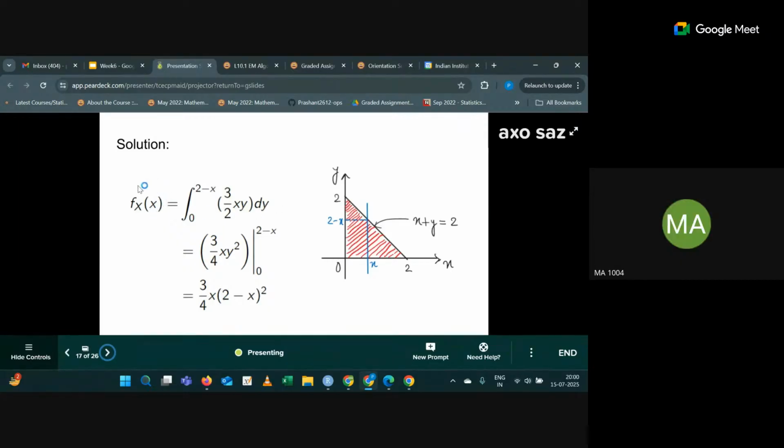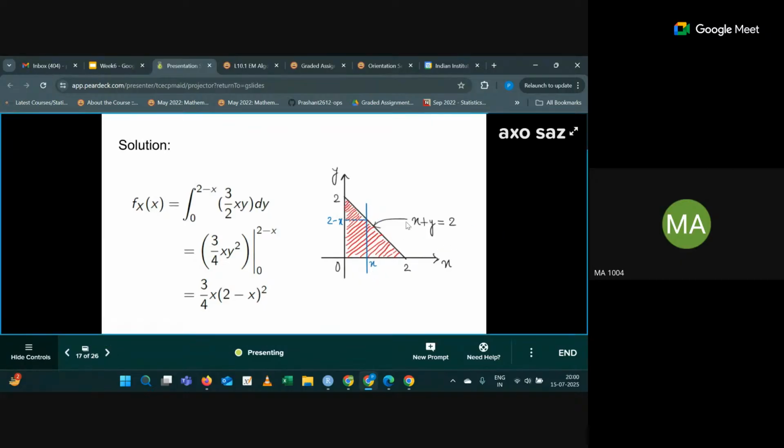If I want to calculate the marginal density of x, I have to integrate with respect to y. So I have to calculate the limit of y. And what is the approach to calculate the limit of y? You have to draw a parallel line, right? If you draw this line parallel to the y-axis, what is the limit of y here? It goes from 0 to 2 minus x. Understood? So you will integrate from 0 to 2 minus x, 3 by 2 x dy, and you will get the answer.